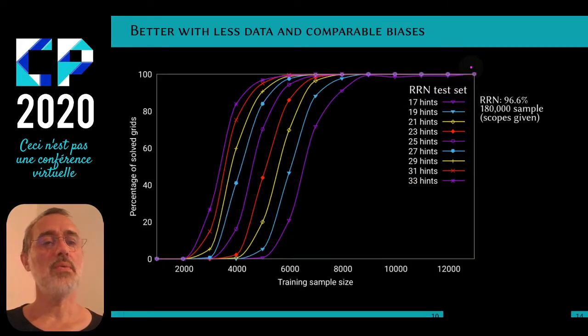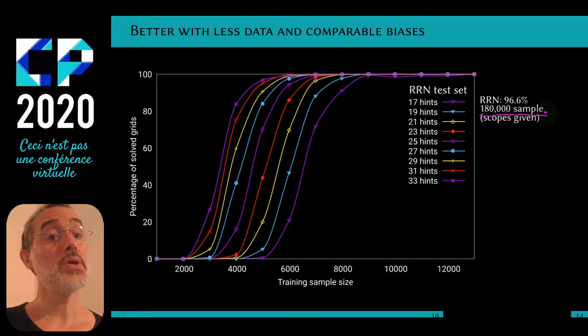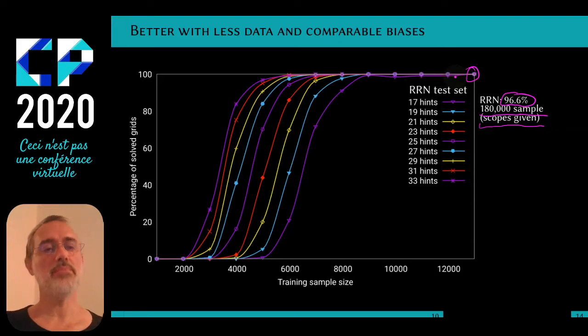And how well does RRN do on this very same test set? RRN uses all its training set, so a very large training set. It also benefits from the fact that the scopes of the cost functions are given to it. So it knows that there are functions inside lines, inside columns, and inside subgrids of Sudoku grids. And nevertheless, with this huge sample size and the knowledge of the scopes, it never solves all the problems correctly, while this appears much sooner for our approach.